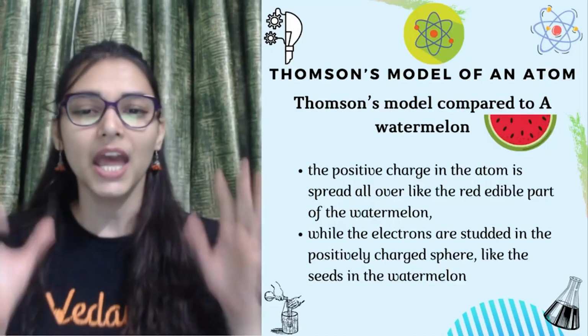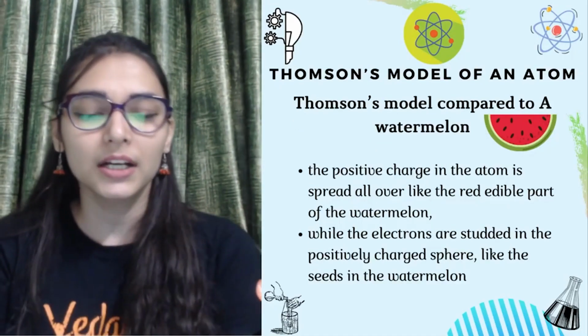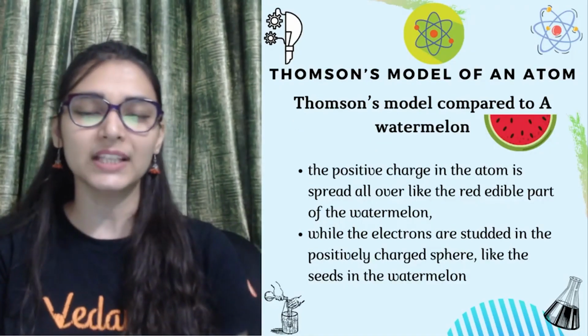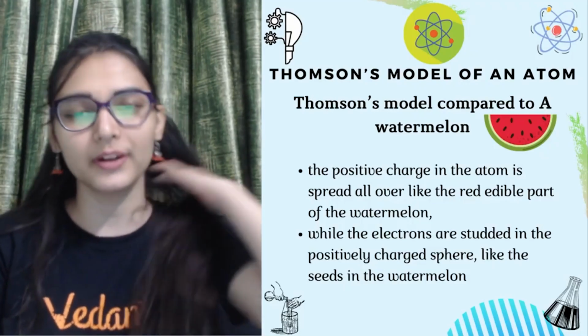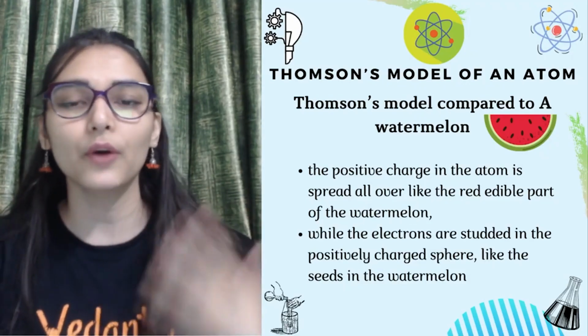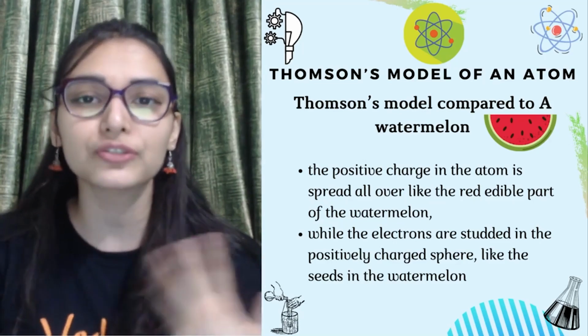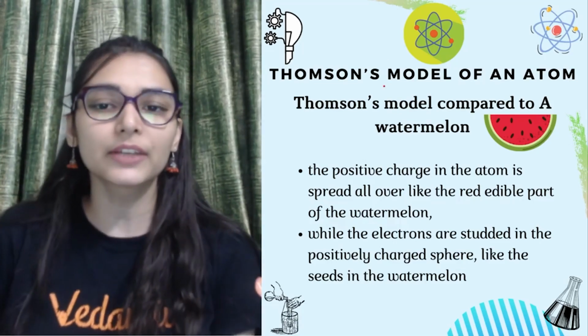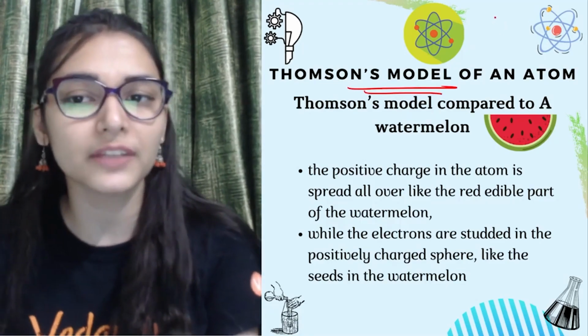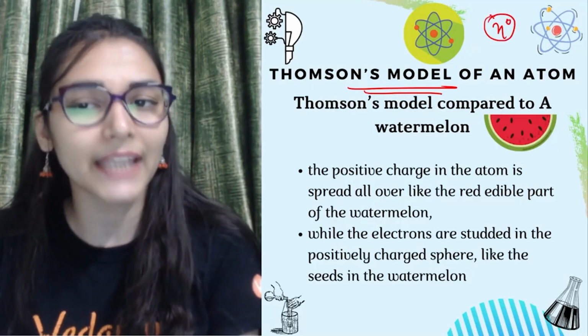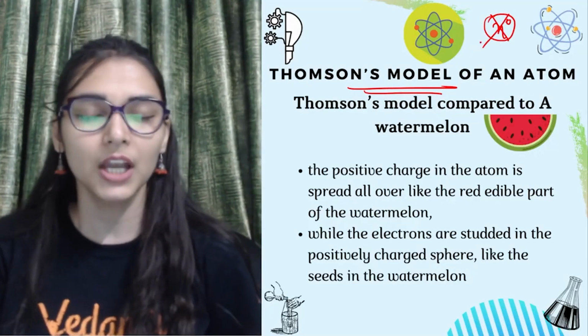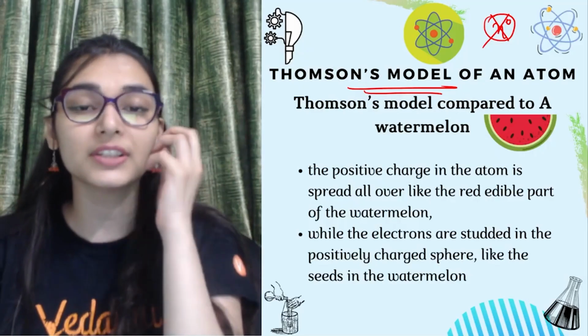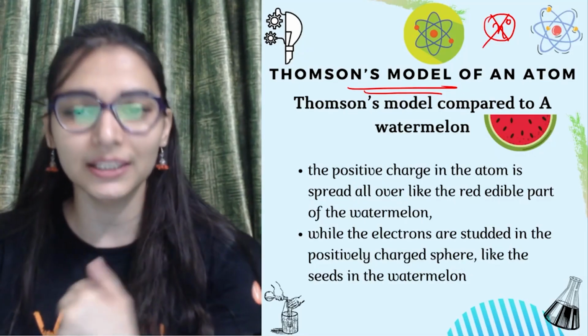Now, since the subatomic particles, electrons and protons, were discovered, it was time that we talk about the structure of the atom. So let me tell you, when Thomson's model of atom was given, neutrons were not yet discovered. So which subatomic particle is missing in Thomson's model?